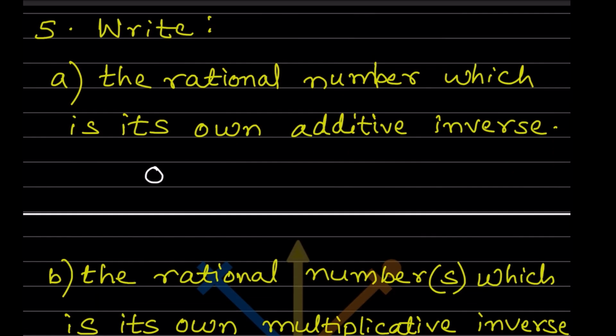Now it is said here, write the rational number which is its own additive inverse. So additive inverse, which is that number? As we have seen, that is 0.